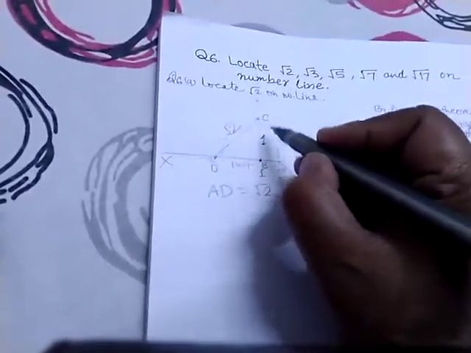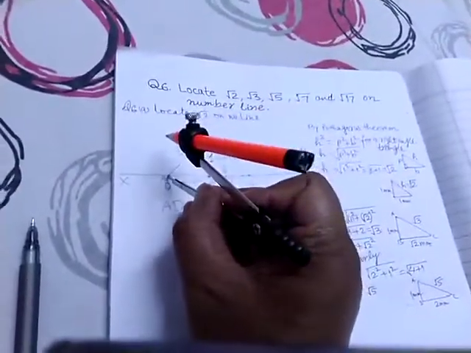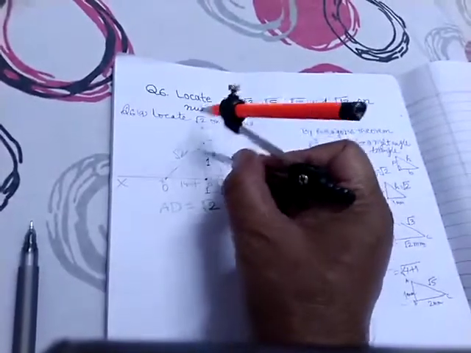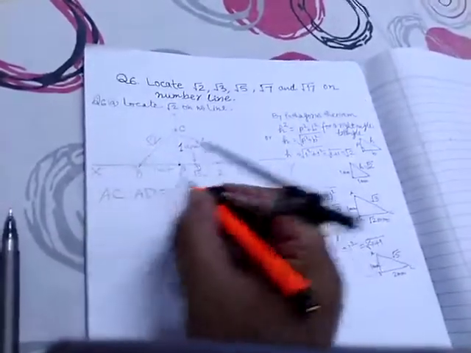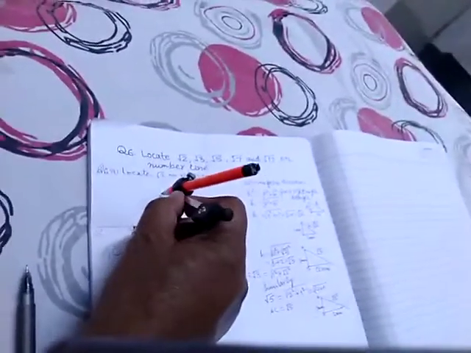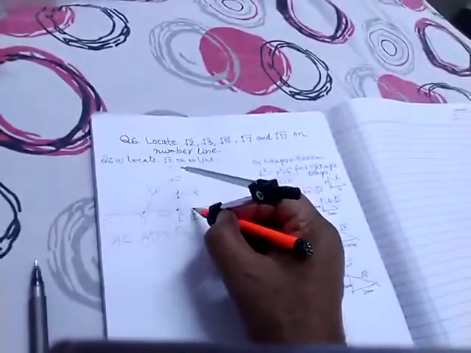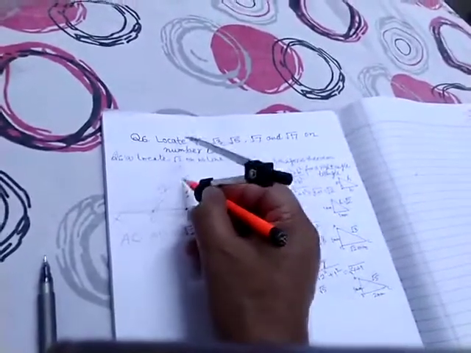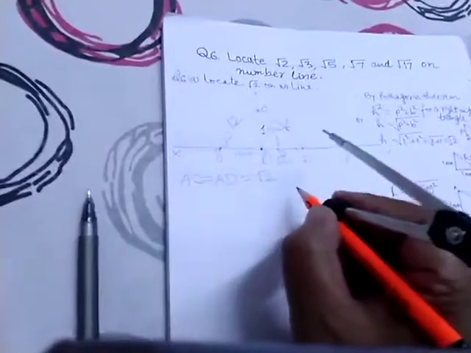Okay, so I have taken here 1 unit and met point A to C. So here AC is root 2. Okay, here AC is root 2, and when you draw from here like that, from this point on the number line, like this, it cuts here at point D. So AC is equal to AD. AC is equal to AD is equal to root 2.